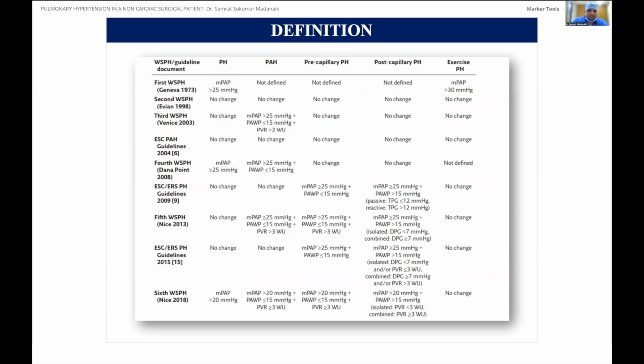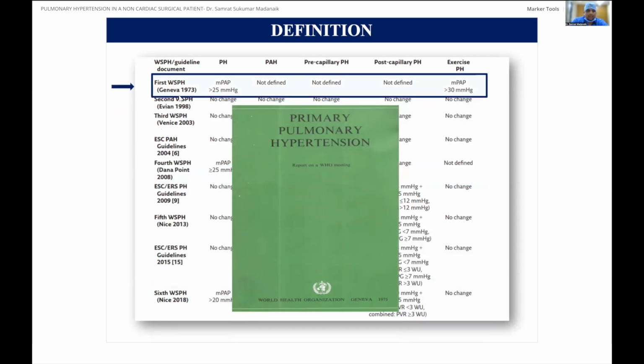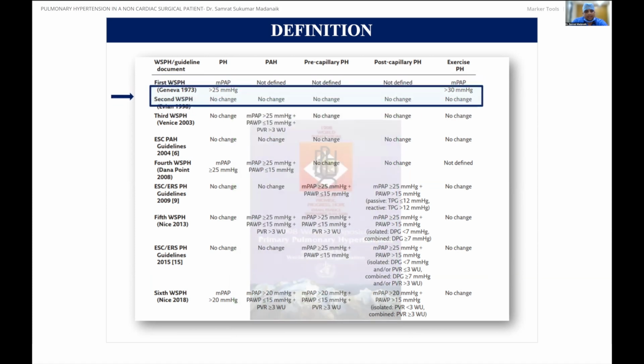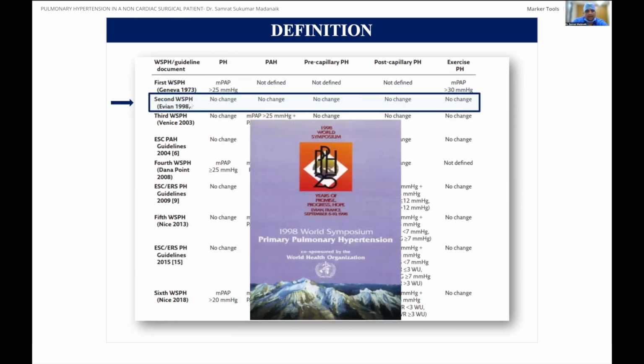Defining pulmonary hypertension. Way back in the 1970s, the first attempts were made to define pulmonary hypertension. The first World Symposium on Pulmonary Hypertension was held at Geneva in 1973, wherein they defined pulmonary hypertension and said a patient has pulmonary hypertension if the mean pulmonary artery pressure is more than 25 mm of Hg. As the years progressed, there were different world symposiums. The second World Symposium on Pulmonary Hypertension was held at Evian in 1998.